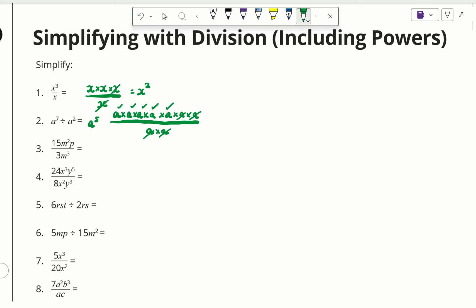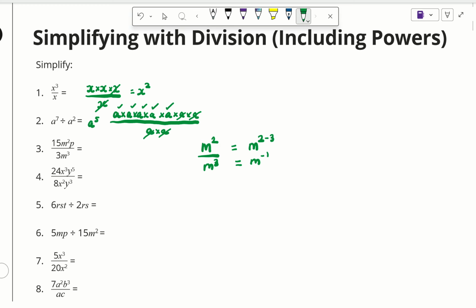So that's going to be a to the power of 5. Getting a bit trickier now. Okay, what we're going to do is we've got to subtract the power when we're dividing. So m squared over m cubed, well, that's just going to be, if we like, we can go m to the power of 2 subtract 3, which is m to the power of negative 1.